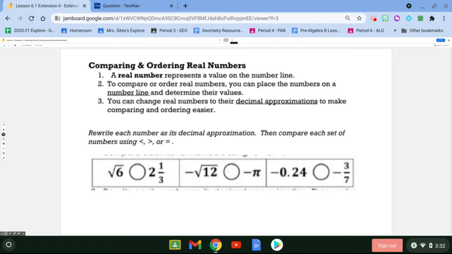The second part of your lesson today is going to be comparing and ordering real numbers. So again, remember a real number represents a value on a number line. So to compare and order real numbers, you can place the numbers on a number line and determine your values. You can change these real numbers to decimal approximations to make comparing and ordering much easier. So you can do that by rewriting each number as a decimal approximation and then compare each set of numbers using less than, greater than, or equal to. So what I'm going to do is change each one of these into a decimal, line up the decimal points if needed to, and then use less than, greater than, or equal to help me out.